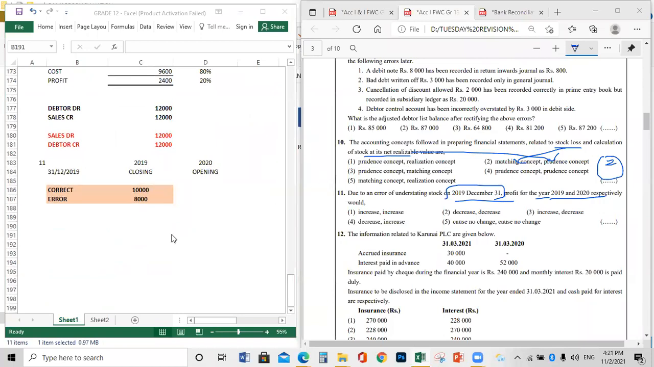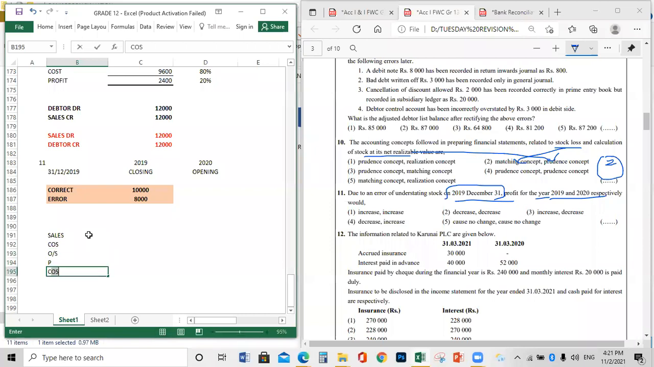So now I'll just draw a format. It's a hypothetical one. I don't know where I got the values from, I just assumed the values. So we'll say, guys, sales, cost of sales. You know, cost of sales is opening stock plus purchases minus closing stock, and then you get the gross profit.